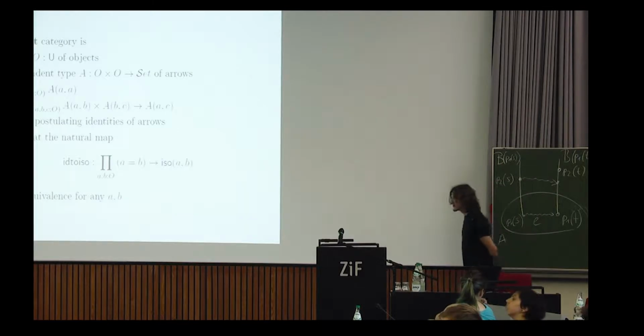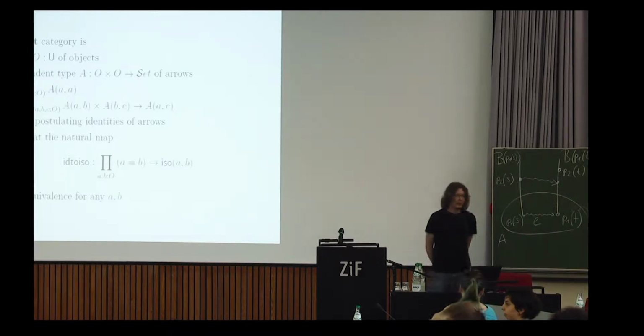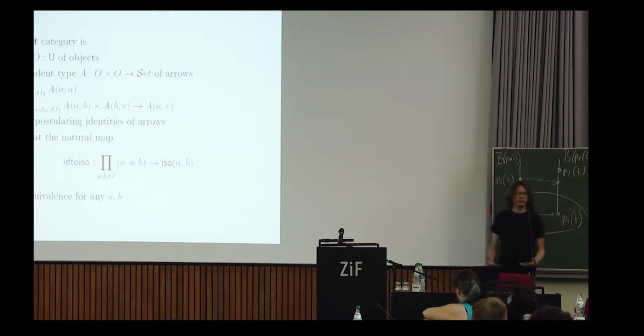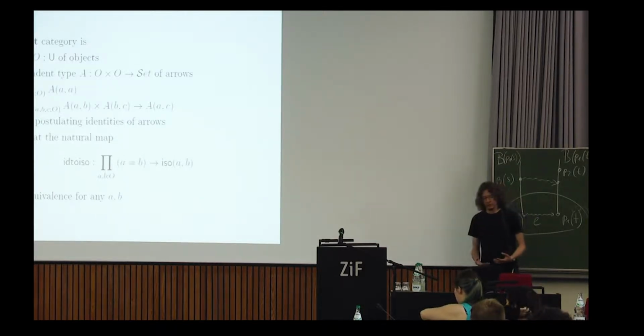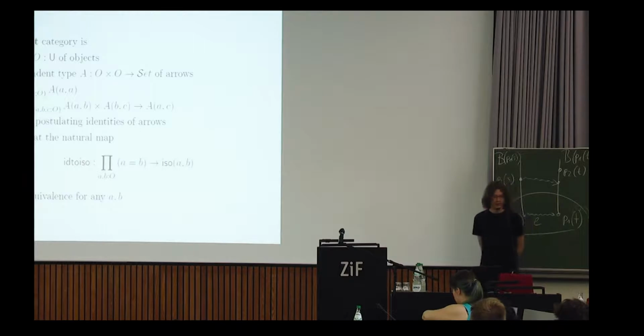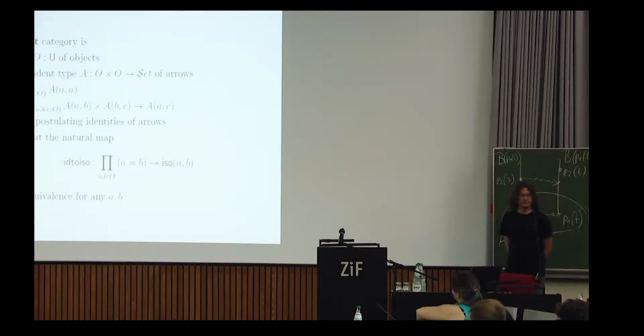Yeah, exactly. In the rest completion, I go the other way around. I change the underlying type of objects, adding identities, as many identities as I have isomorphisms. So instead of going down, I kind of blow up the type of objects. Yeah. There was another question there.